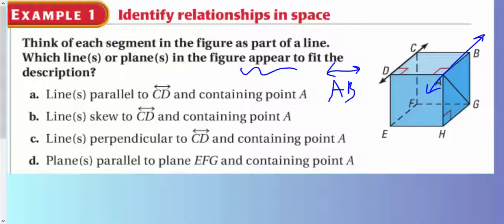Lines skew to CD that contain point A. That could actually be a couple of them, because we have not only GA, we also have HA.